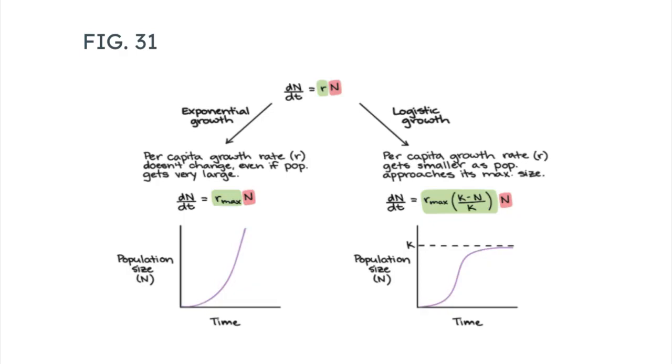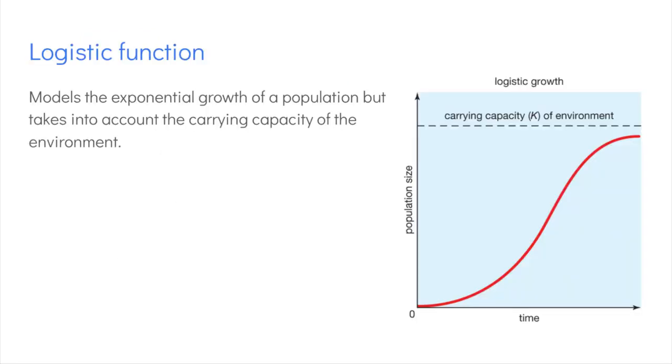The population size is limited by the environmental factors like adequate land, food, shelter, water, and mates. If these needs are not met, the population will decrease until the resource rebounds, hence putting a limit on the growth. Here is a logistic function growth curve. It models the exponential growth of a population but takes into account the carrying capacity of the environment.